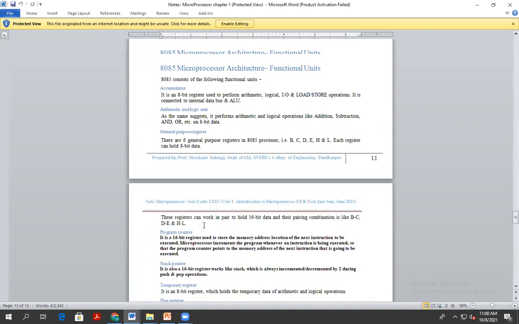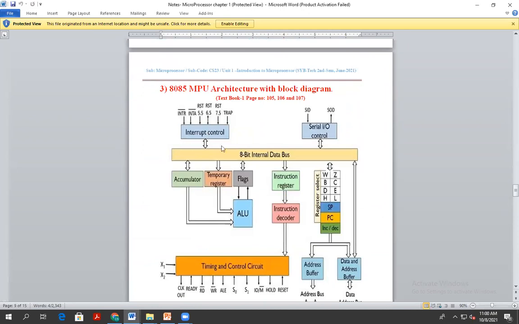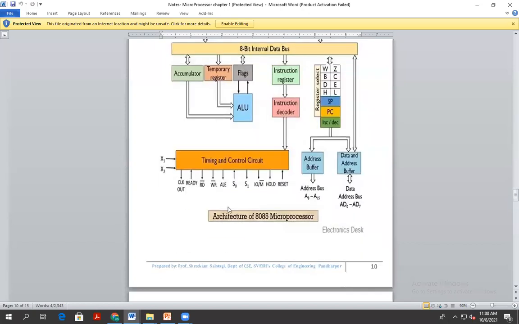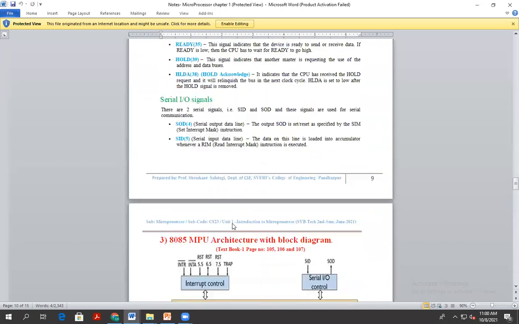So in the architecture, I have explained all the interrupts and the serial input and output. Accumulator I explained. Temporary registers I explained. Flags, I just mentioned all five flags, but the explanation I'll give you in the second unit. The instruction register and decoder are explained. All the special purpose registers are explained, the stack pointer and program counter. The timing and control block is explained. The address buffer and data address buffer are explained, and these two lines of address and data address. So this is all about your first unit.